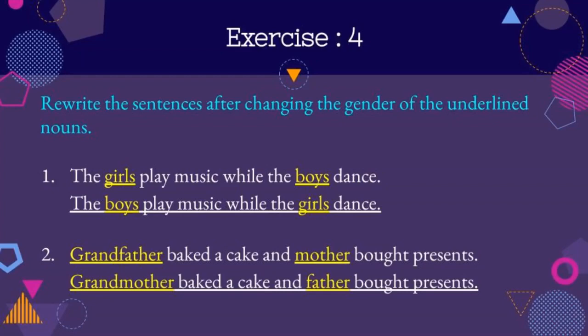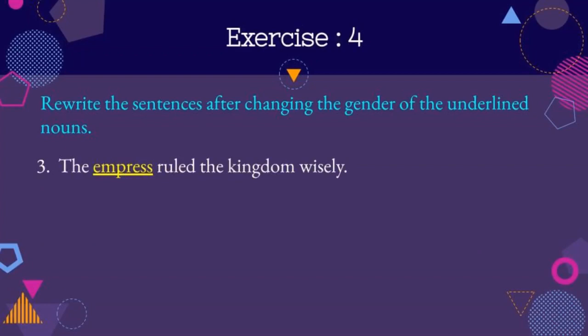Grandmother baked a cake and father bought presents. Okay, write neatly in your grammar book. The third sentence is: The empress ruled the kingdom wisely. What is the third sentence? The empress ruled the kingdom wisely.